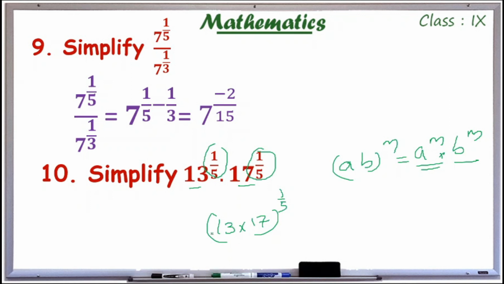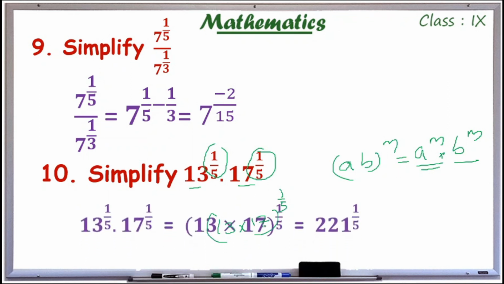So simply find the value of 13 into 17. 13 into 17 is equal to 221. 221 raised to 1 by 5 is the answer. You just multiply a and b and give the same power.